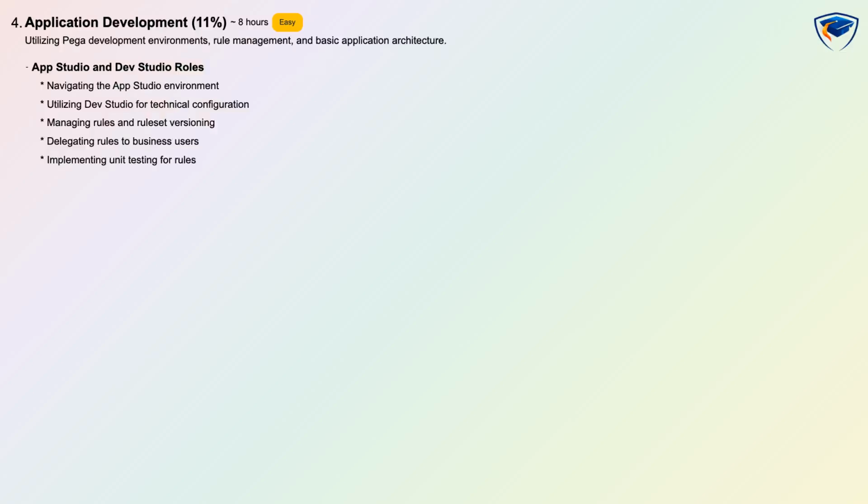This domain covers navigating App Studio and using Dev Studio for technical configuration, including managing rules and rule asset versioning. You will learn how to delegate rules to business users and implement unit testing for rules to maintain application quality. The focus is on understanding the Pega development environment and applying basic application architecture principles.